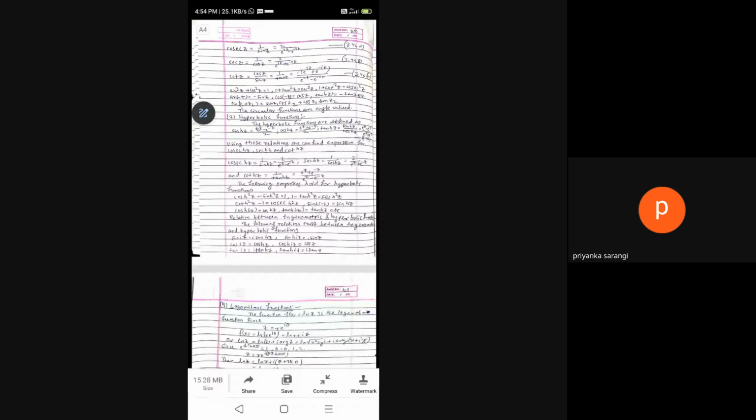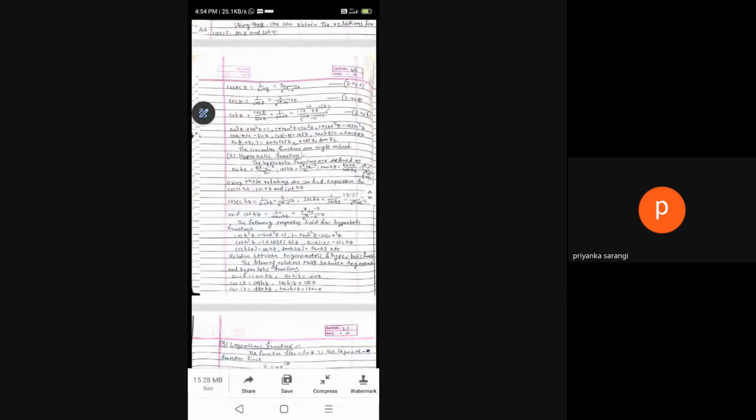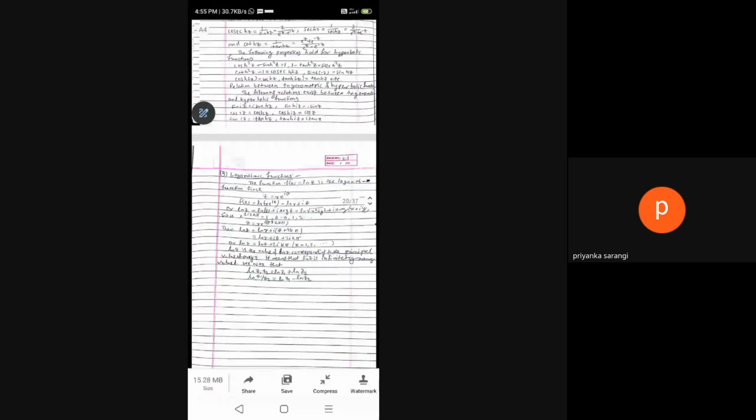In case of circular or trigonometric functions, sin z = (e to the power iz minus e to the power minus iz) divided by 2i. Cos z = (e to the power iz plus e to the power minus iz) divided by 2. And tan z = (e to the power iz minus e to the power minus iz) divided by i multiplied by (e to the power iz plus e to the power minus iz). So this can be used in your problems when you work out those things.